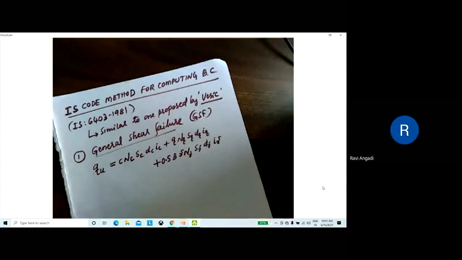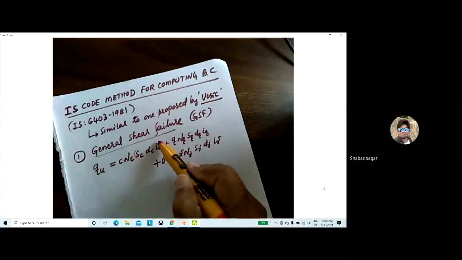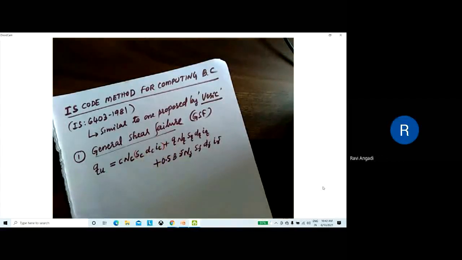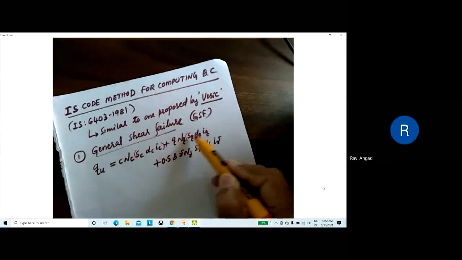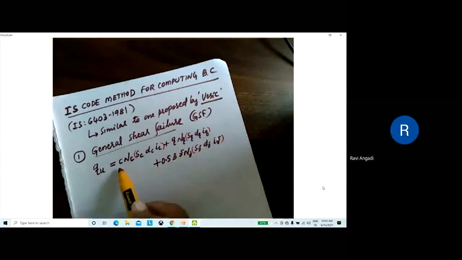Is it over? Can anyone tell what are the additional terms here? In the first term, tell me, what are the additional terms? Sc, Dc, Ic, right? Then the second term, again the same. These are the additional terms. But all the rest of the terms were there in the previous equation also, right? Okay.